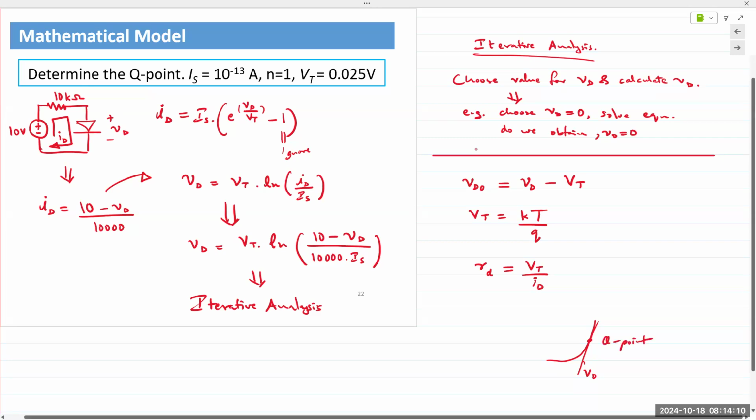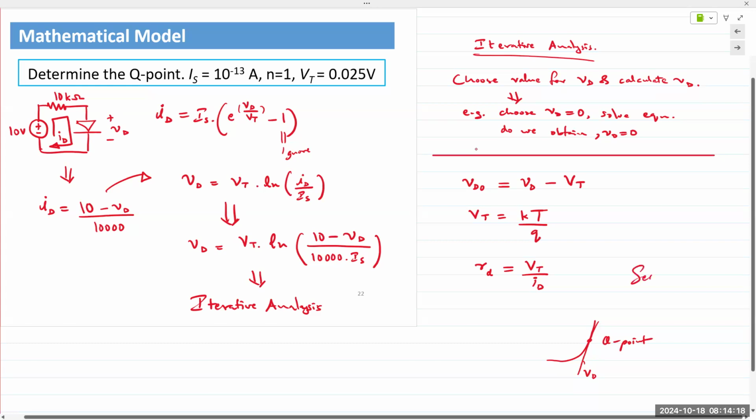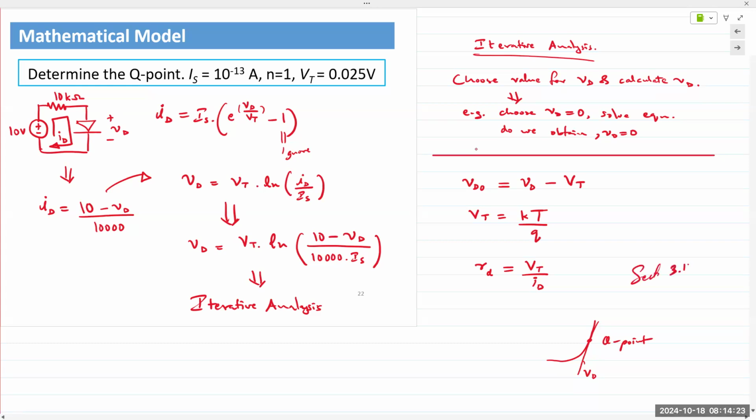But see section 3.10.1 or 2 in the book. Yes, partial derivative actually. Which is an important question.